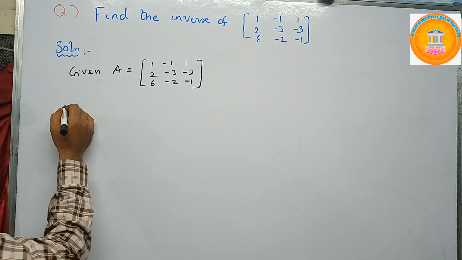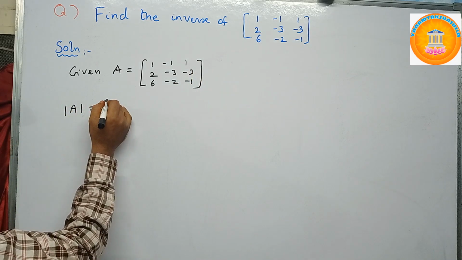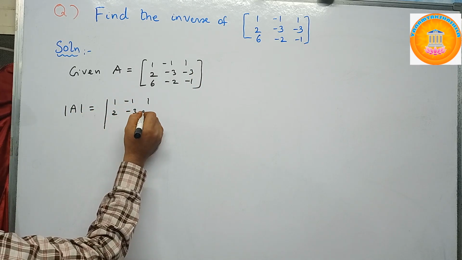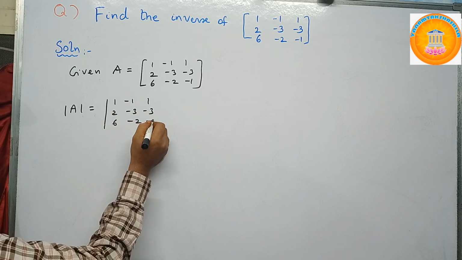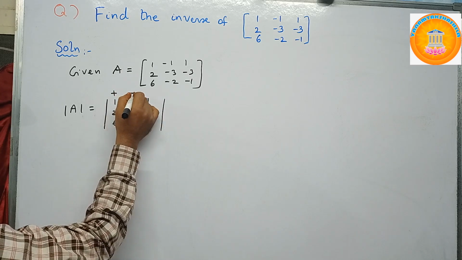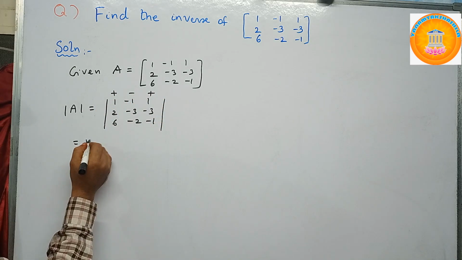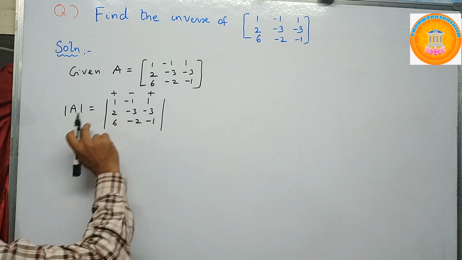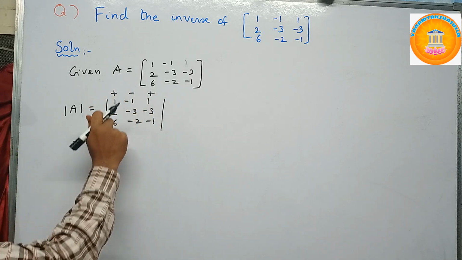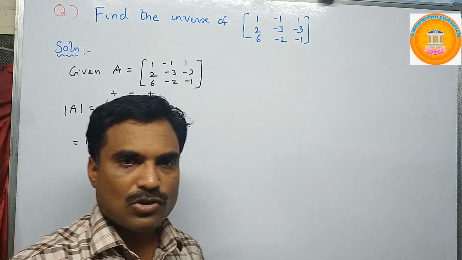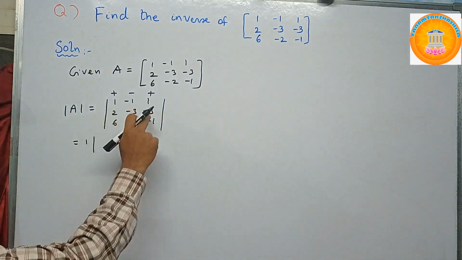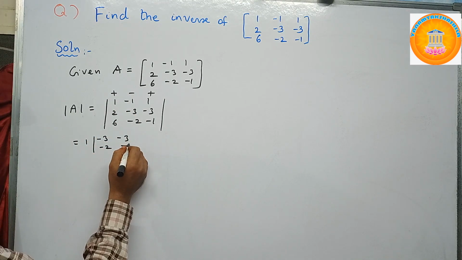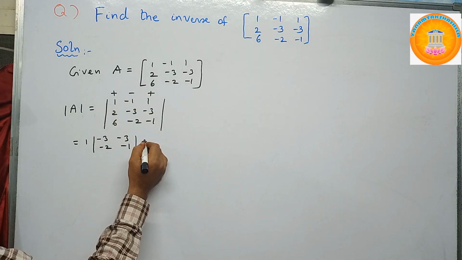Now we find the determinant. So determinant of A is the determinant of [1 -1 1; 2 -3 -3; 6 -2 -1]. Here the signs are plus, minus, plus. So this is equal to 1 into the minor of 1, that is the determinant. Since 1 is in the first row and first column, you have to leave those elements of the first row and first column. So take the determinant of the other elements, that is -3, -3, -2, -1. Then minus, minus, plus 1.